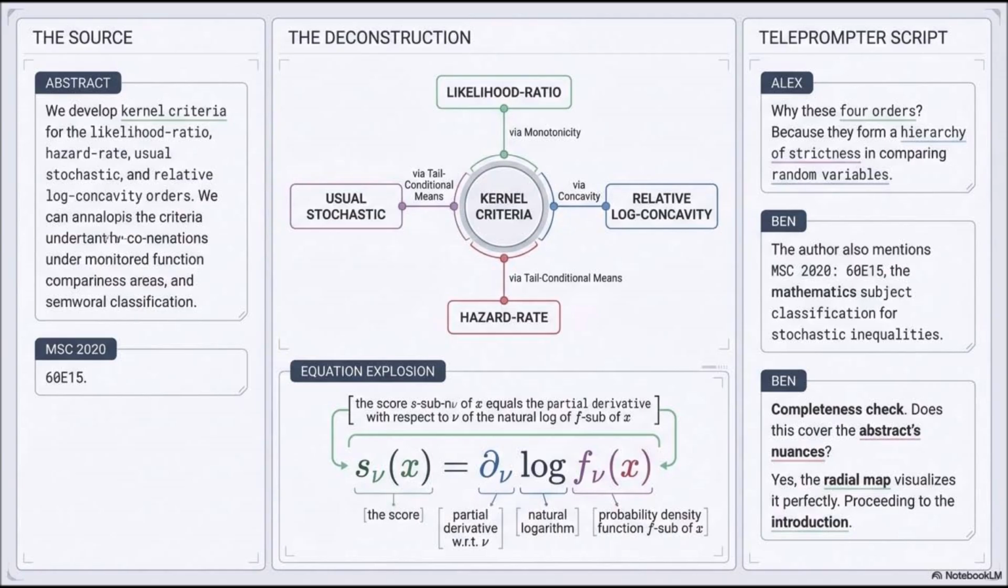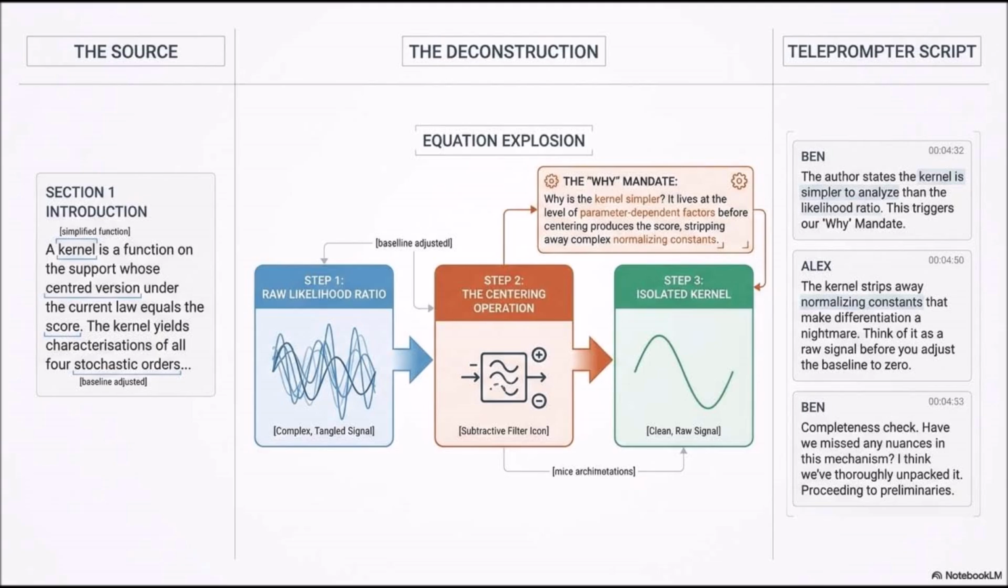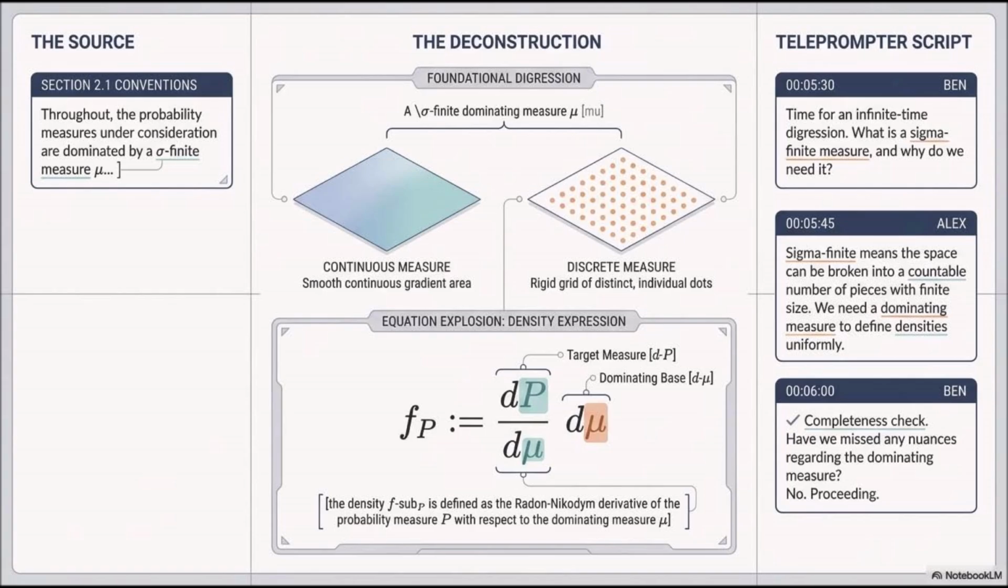Perfect. So looking at the title, Kernel Characterizations of Stochastic Orders Within Parametric Density Families. What exactly is a parametric density family? Well, think of it as a family of curves shaped by a dial, like a standard bell curve where one dial controls the mean and another controls the variance. Okay, so the dials are the parameters, and the abstract mentions four specific orders: likelihood ratio, hazard rate, usual stochastic, and relative log concavity. Why these four? They essentially form a hierarchy of strictness. They are the heavyweights for proving one distribution is definitively larger or riskier than another.